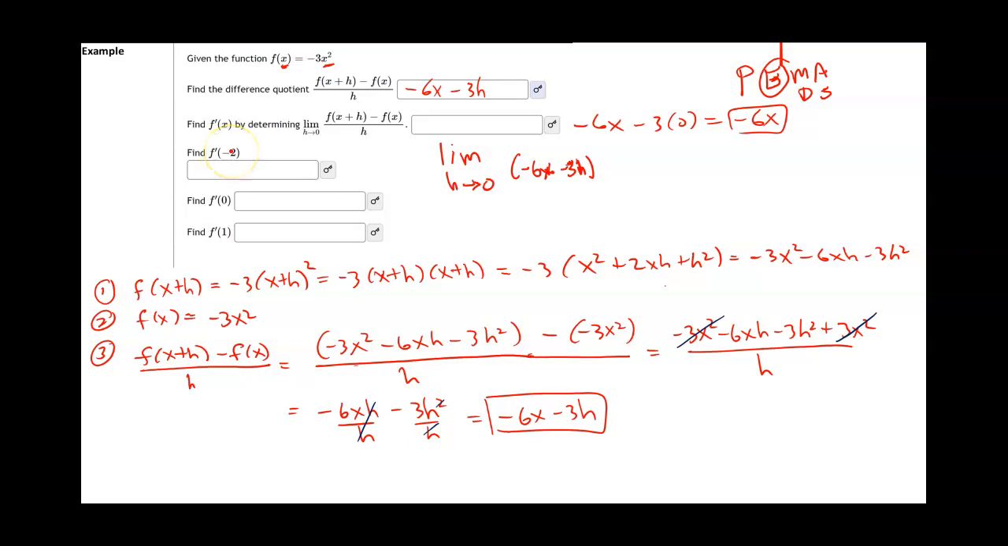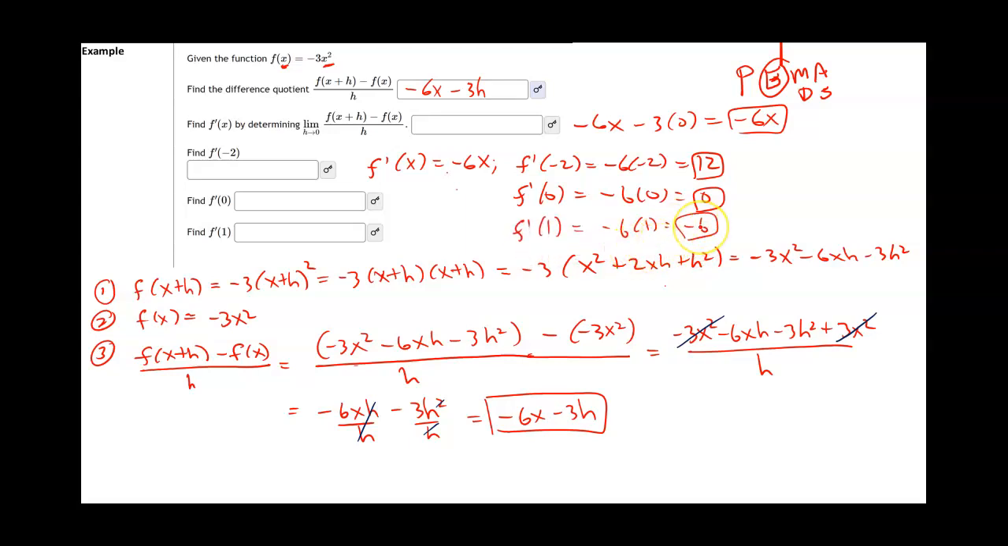So if I want to find f prime of negative 2, I just plug it in. I know that my derivative is negative 6x. So the slope of the tangent line when x is negative 2 is given by negative 6 times negative 2, which is 12. F prime of 0 is negative 6 times 0, which is 0. F prime of 1 is negative 6 times 1, which is negative 6. All right, so remember to think of questions for class.